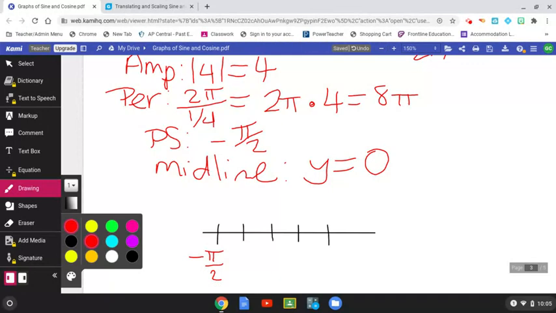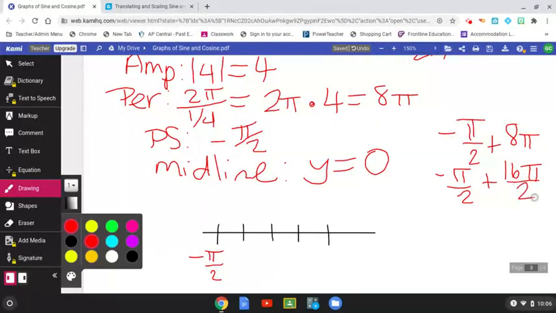Okay, the last one, because remember, we're trying to sketch one period of this graph. So we're going to take our phase shift, which is negative pi over 2, and we're going to add the period, which was 8 pi. Now we're going to need a common denominator because we're adding fractions. So I'll convert the 8 pi to 16 pi over 2. And then negative pi plus 16 pi gives us 15 pi over 2. So that is our last tick mark.